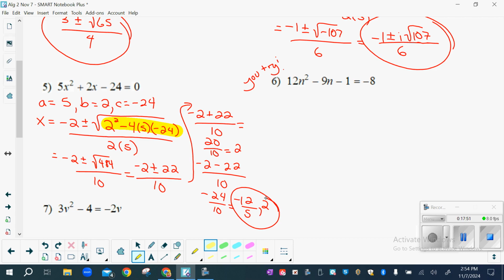Ms. Casella, do I have to simplify? No, that's right. I finished. But I don't know how to simplify this.